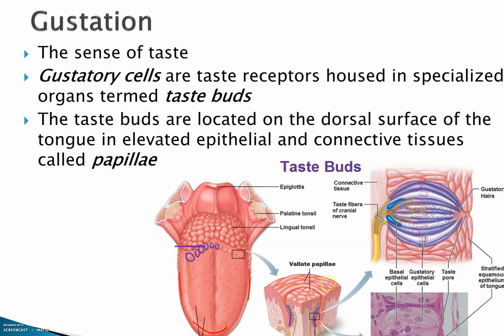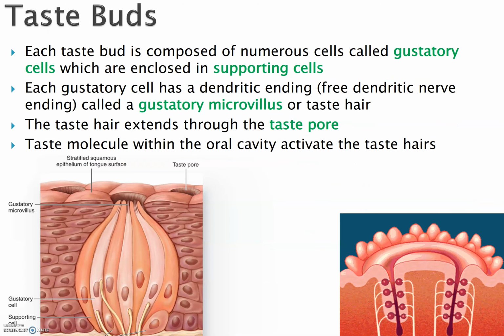So what has to happen to whatever you just ate, that cheeseburger, is the little parts have to dissolve and then get into this little valley in the vallate papilla. More about the taste bud, though, than the papilla. So we have these gustatory cells. This one might be for salty.